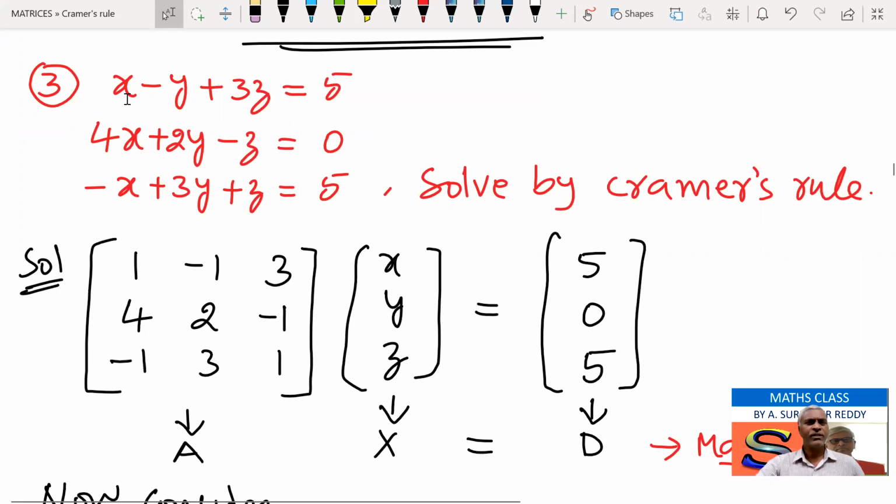So the coefficients of x, y, z in first equation as first row, coefficients of x, y, z in second equation as second row, 4, 2, minus 1. Coefficients of third equation, coefficients of x, y, z in third equation, minus 1, 3, 1 as third row.